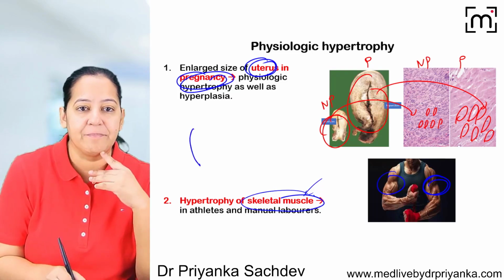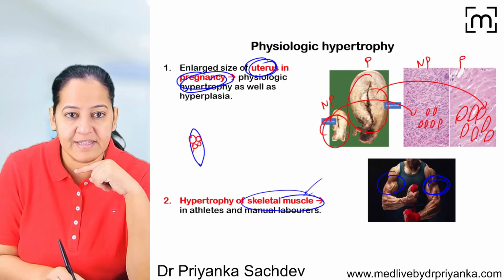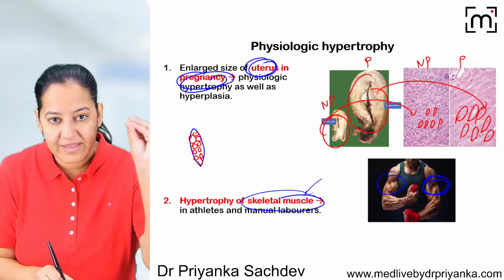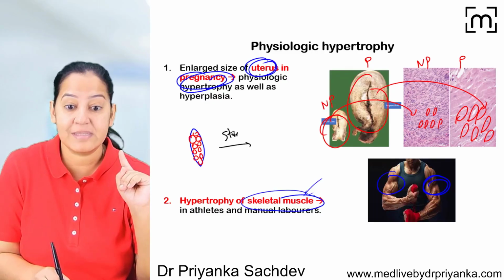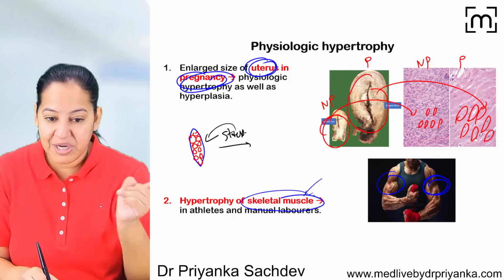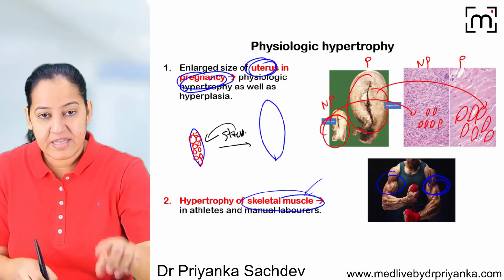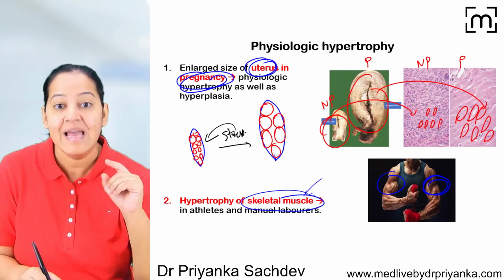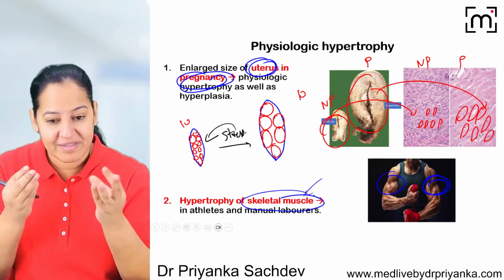Now see, this is the bicep, and I'm drawing the cells inside the bicep. Can you see? Now if someone is doing laborious work or gymming, that acts as a stress for these cells. So basically these cells will not increase in number. They will increase in size. The number will remain the same. Here also 10 cells, here also 10 cells. The number is the same, but the size is increased.